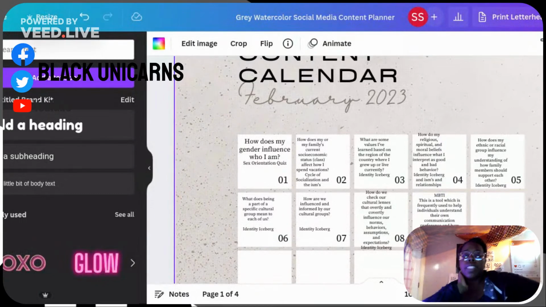So this is a tool which is frequently used to help individuals understand their own communication preferences, and how they interact with others. And it's the truth. Once you understand that, it's like, okay, now I'm better fit to do what. That's what it is. We'll go over that, and we'll go over how to find it.